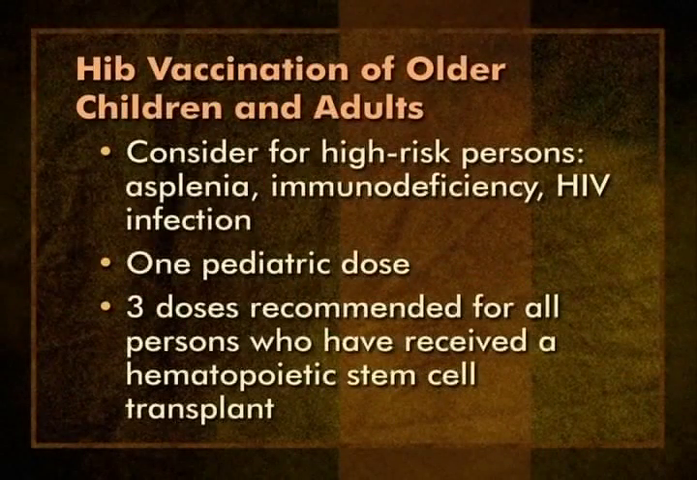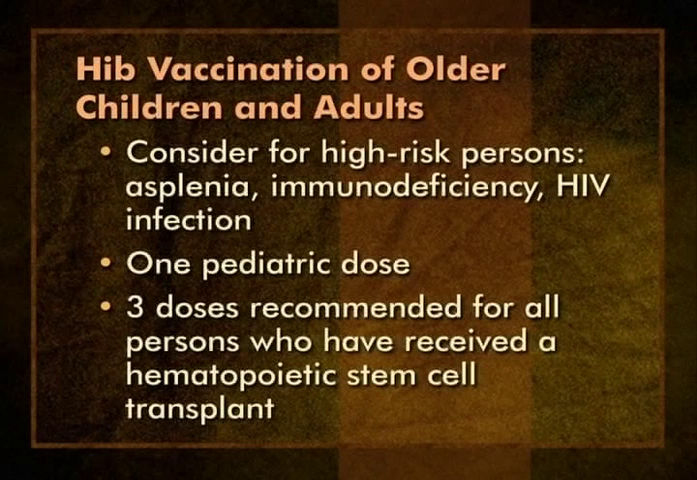Donna: Another Hib vaccine issue that we frequently receive questions about is vaccination of older children and adults. Hib vaccination is generally not recommended for persons older than 59 months of age because there is very little Hib disease in older persons. Presumably, this lack of disease in older children and adults is because of immunity acquired through asymptomatic infection as children. Although none of the current Hib vaccines are specifically approved for this indication, ACIP recommends that Hib vaccination be considered for certain high-risk older children and adults.